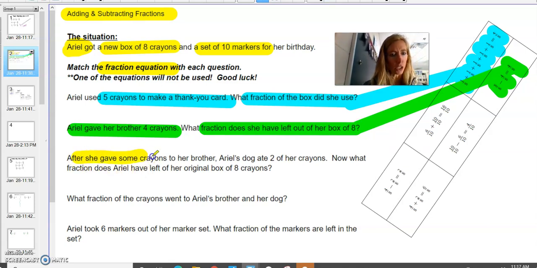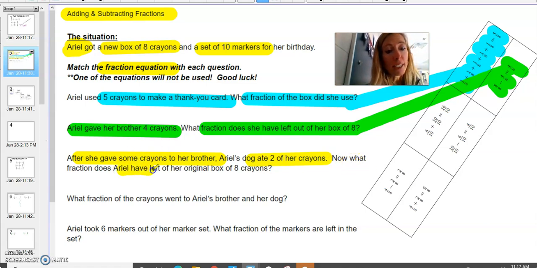Okay, here she goes. After she gave some crayons to her brother, what happened? Oh no, get this. Ariel's dog ate 2 of her crayons. My dog at home would totally do that. He is a chewer. You leave anything on the ground, it is a goner. So those crayons, I can totally see where Ariel's coming from.